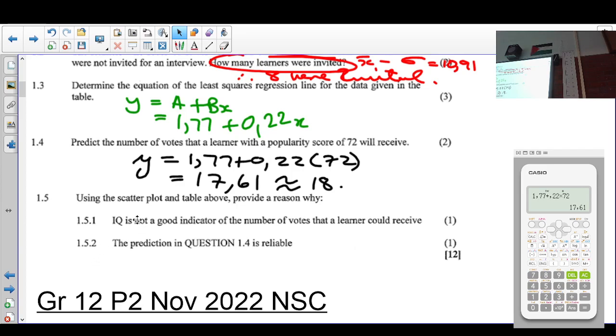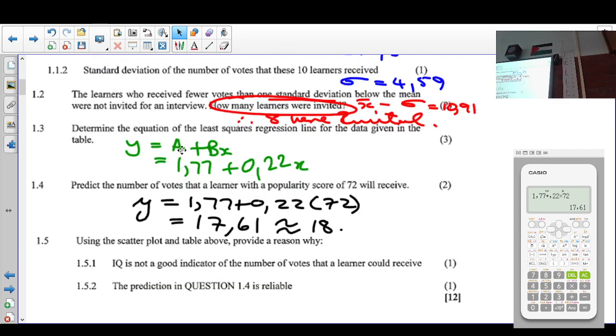In 1.5, using the scatter plot and the table below, provide a reason why the IQ is not a good indicator of the number of votes that the learner could receive. Using the scatter plot and the table. If we're looking at the table in particular, when a data set is reliable, we are told by the calculation of the correlation coefficient.